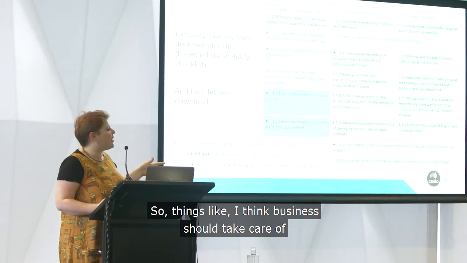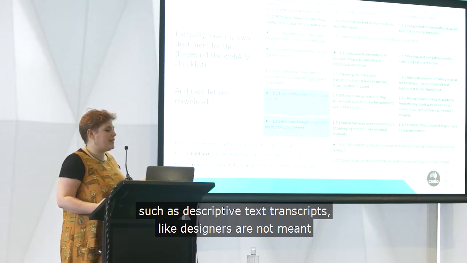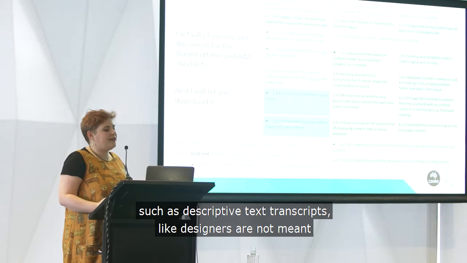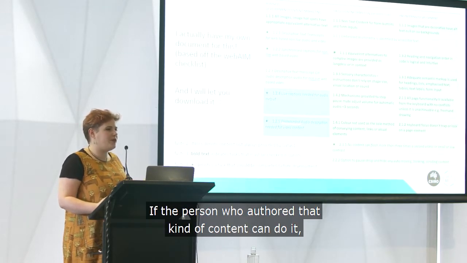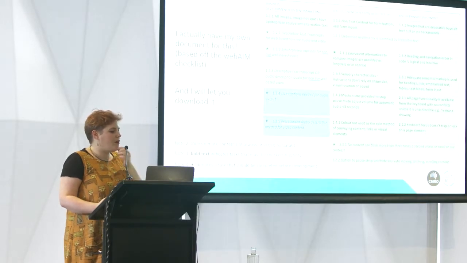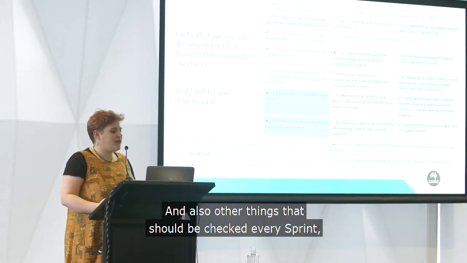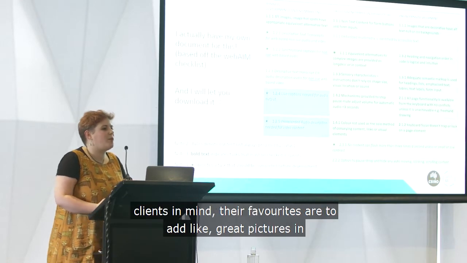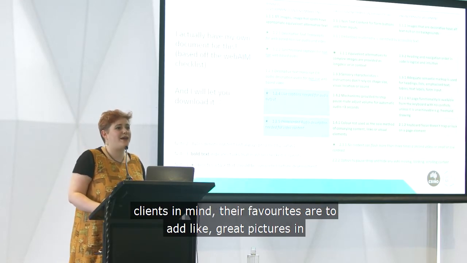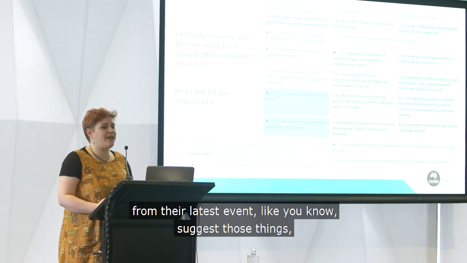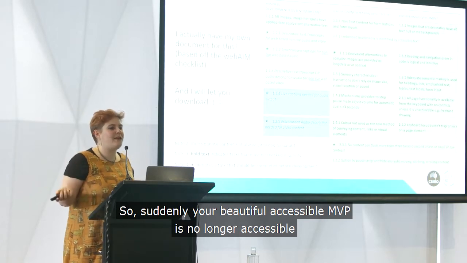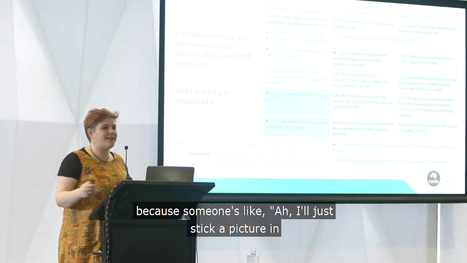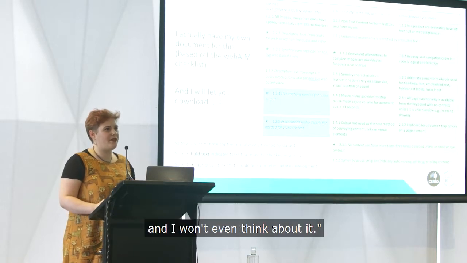So there are things that I think the business should take care of, such as descriptive text transcripts. Designers are not meant to be writing those kinds of things. If the person who authored that kind of content can do it, they should do it. And there are other things that should be checked every sprint. Clients of mine, their favorite thing is to add great pictures from their latest event, but maybe they enter them with no alt text. So suddenly your beautiful accessible MVP is no longer accessible because someone's like, oh, I'll just stick a picture in and I won't even think about it.